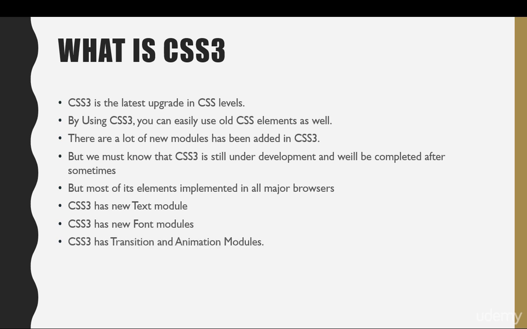CSS3 has transition and animation modules. What is the meaning of transition? It's changing something on hover in a transition way. It will be really cool. You can give a specific time duration in seconds to create the transition, and in the same way you can create animations. The animation doesn't require a mouse hover. It can get a fixed time, or work automatically, by the way.